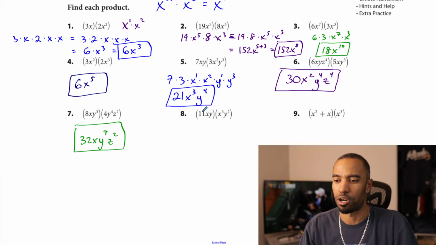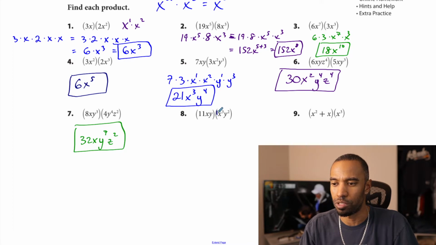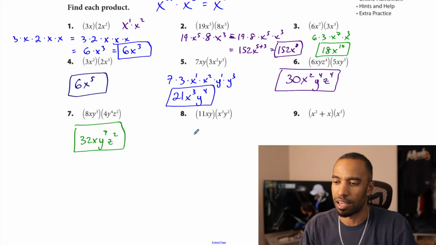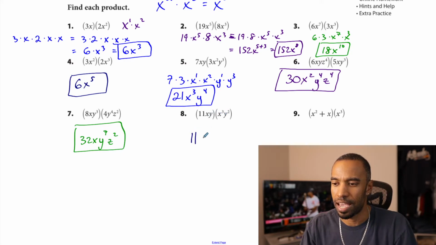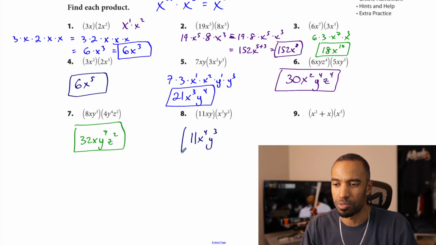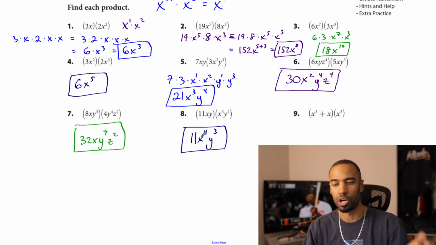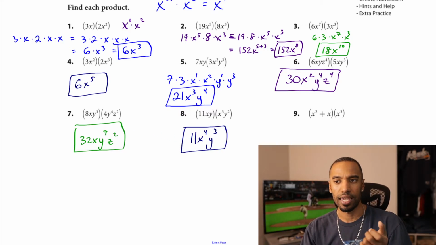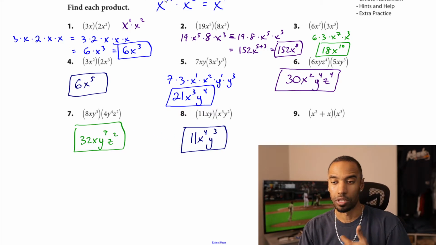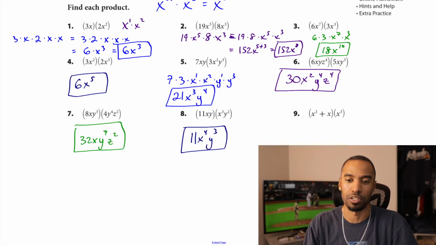Last monomial times monomial, we have 11 times, well, it's a 1, but the 11 stays coefficient-wise. X times x cubed is x to the 4th. Y times y squared is y cubed. And again, I don't really know how much more work to show once I do that. This starts to get kind of fast once you really recognize what you're doing, and that's the good news.